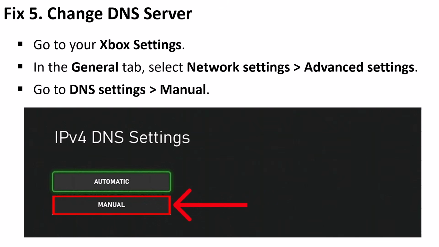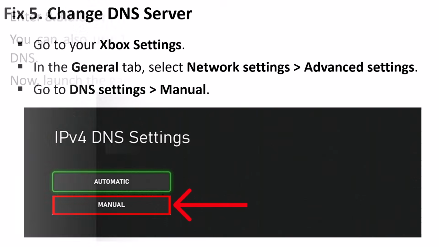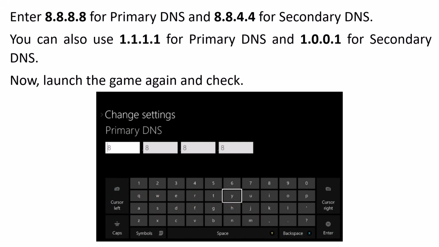Fix 5, change DNS server. Go to your Xbox settings, in general tab select network settings, advanced settings, go to DNS settings, manual. Enter 8.8.8.8 for primary DNS and enter 8.8.4.4 in secondary DNS. And then save it, then launch the game and check. If that doesn't help, then repeat the process and this time in the primary DNS enter 1.1.1.1 and in secondary DNS enter 1.0.0.1, then save it and then again relaunch the game and check.